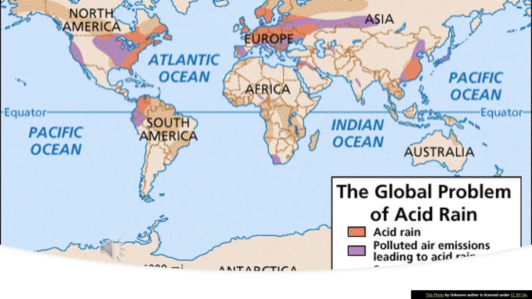Let's begin by viewing the map. The key is entitled The Global Problem of Acid Rain. The orange color shows acid rain. The purple shows polluted air emissions leading to acid rain. Now let's look at the continents of North America and Europe, where the peach and purple colors are highlighted on those continents. It's evident that those areas are polluted with acid rain.